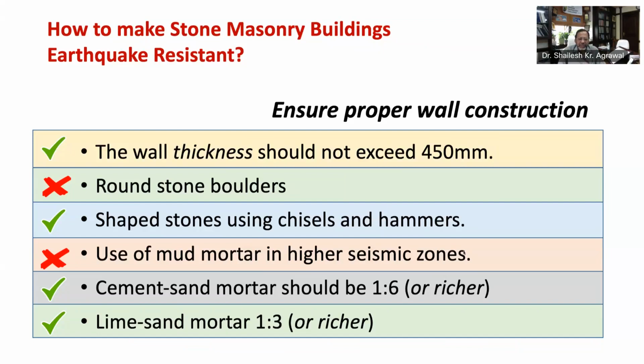The first one is ensure proper wall construction. That means the wall thickness should not exceed 450 mm. Round stone boulders should not be used in the construction. Instead, the stone should be shaped using chisels and hammers. Use of mud mortar should be avoided in high seismic zones. Instead, cement sand mortar 1:6 or richer, and lime sand mortar 1:3 or richer should be used.